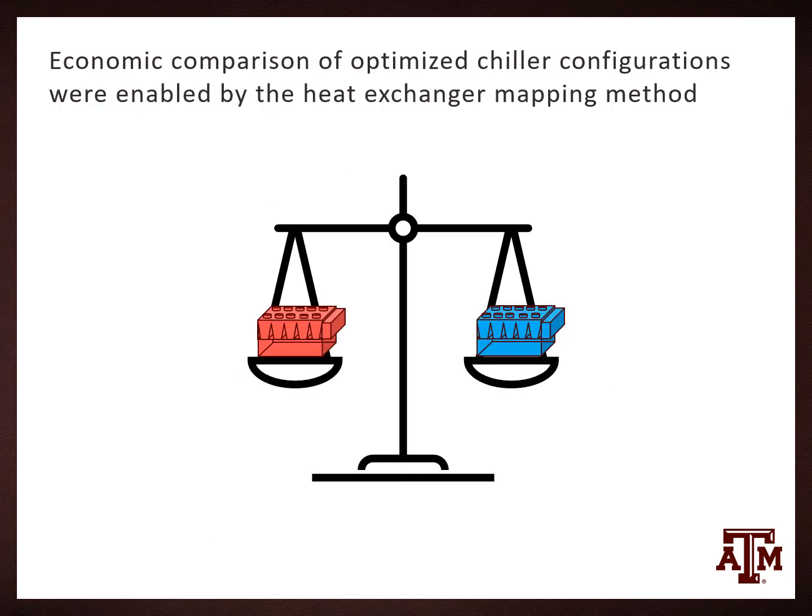In summary, we developed the heat exchanger mapping process and used it to optimize heat exchanger geometry in chillers. In the case study, heat exchanger geometry was optimized to meet the capacity and efficiency requirements while minimizing material and operational costs. We were able to compare the economics of using a positive displacement compressor over the centrifugal compressor by using the simple polynomial heat exchanger mapping method.